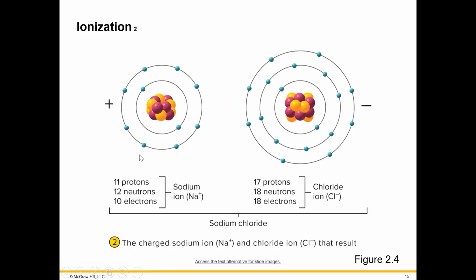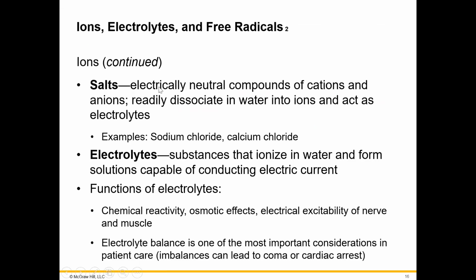Okay, now we talked about the salts and how we solvate the salts, and now it's time to talk about the electrolytes. So electrolytes are substances that ionize. So when you break NaCl, you have Na plus and Cl minus, or Ca plus and Cl minus, that's an electrolyte.